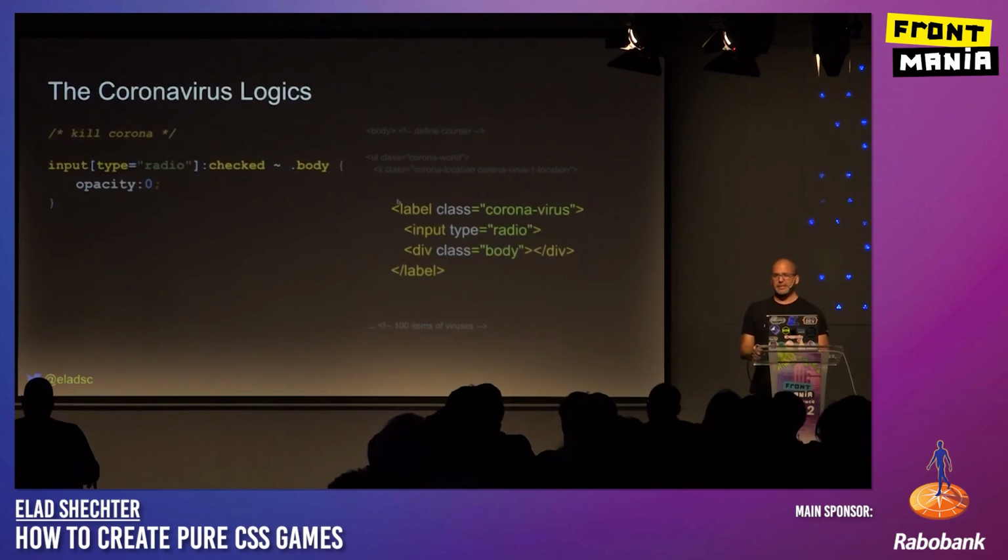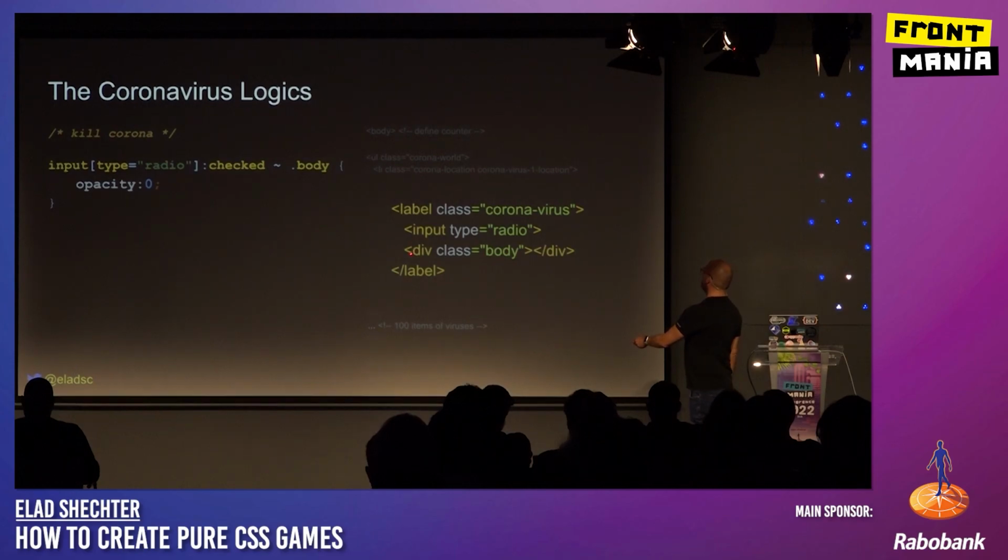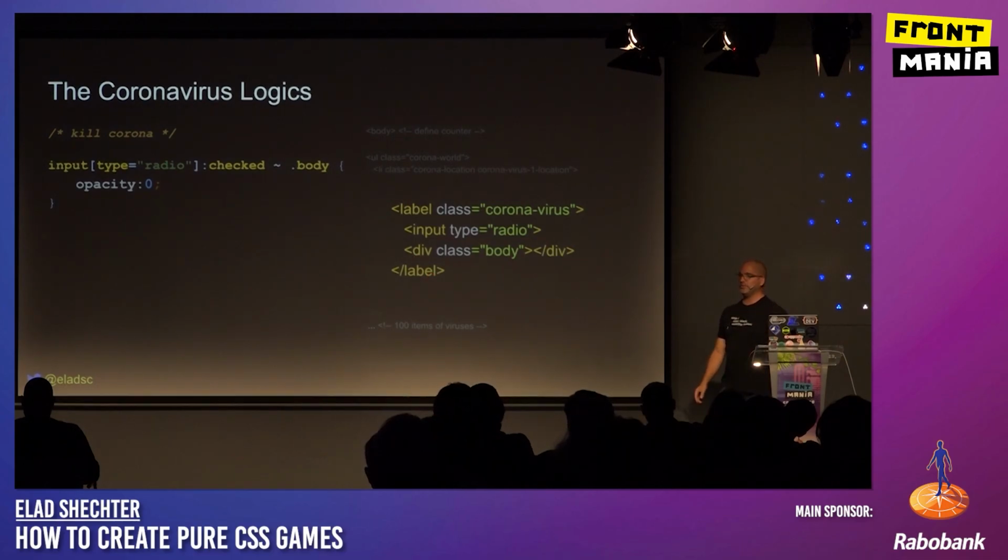If you remember, in the beginning I told you that every coronavirus creature is a label HTML element with a class of coronavirus, and inside we have an input type radio. But I also told you that all the visual part of the virus starts here with this div with the class of body. The eyes and the ears are inside the body of the coronavirus creature.